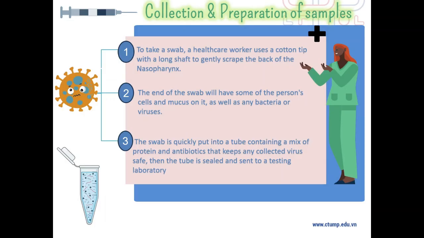To take a swab, a healthcare worker uses a cotton tip with a long shaft to gently scrape the back of the nasopharynx. The end of the swab will have some of the person's cells and mucus on it, as well as any bacteria or viruses. The swab is quickly put into a tube containing a mix of protein and antibiotics that keeps any collected virus safe. Then the tube is sealed and sent to a testing laboratory.